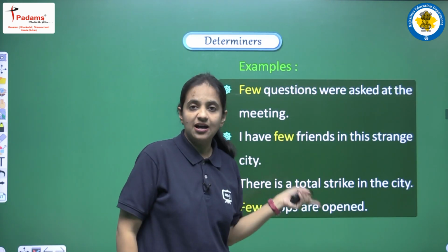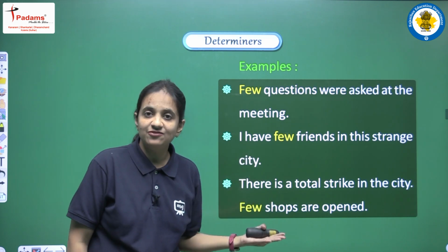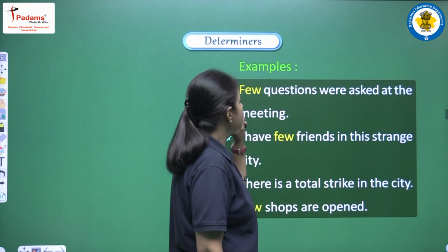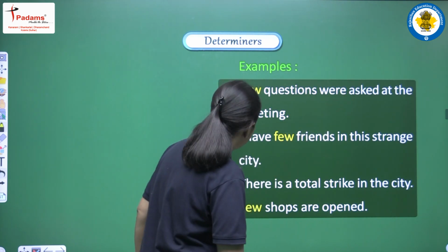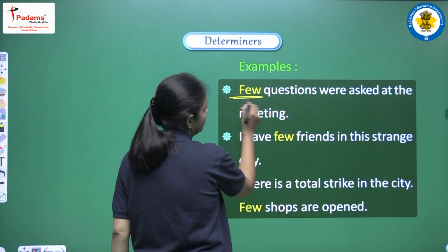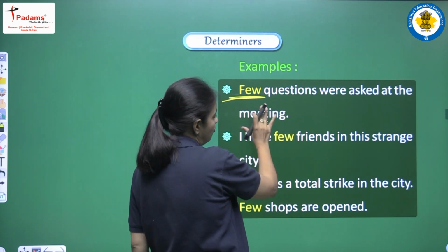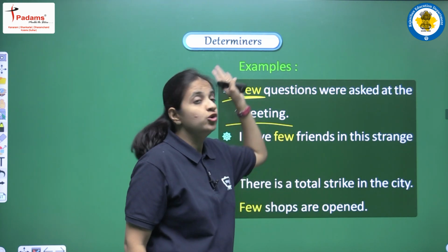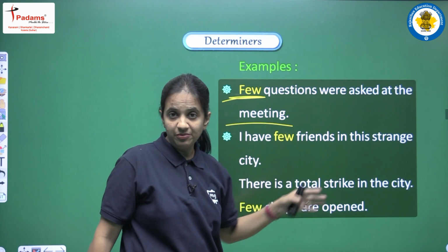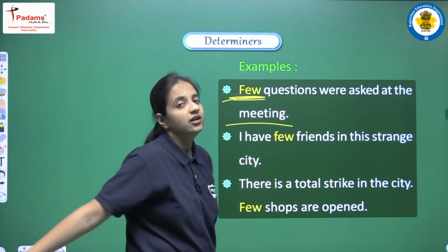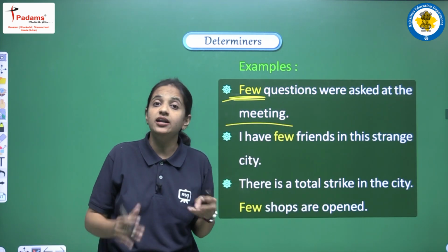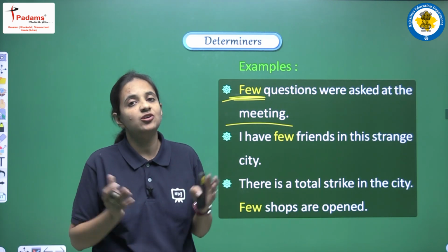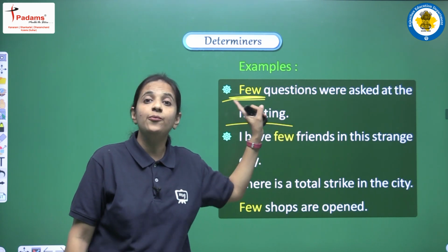Now let's see some examples, some sentences in which we have few. Let's read. The first sentence: few questions were asked at the meeting. Now when we have few in our sentence, it means we are talking about a meeting, and in that meeting almost no question was asked, because we have few before questions. So it means we have a negative sense. It means in that meeting there was almost no question, right? Because few has a negative meaning.